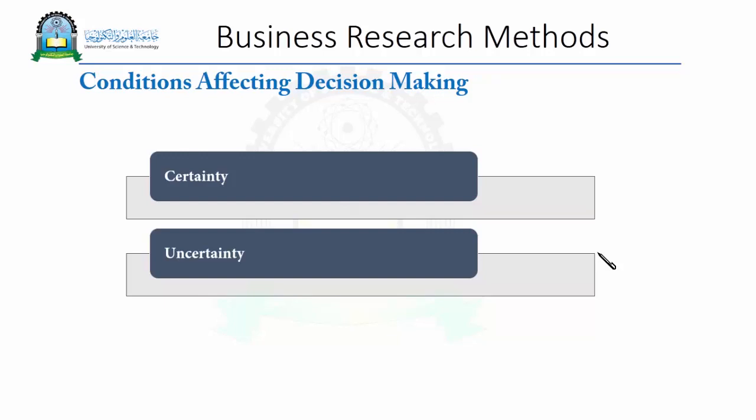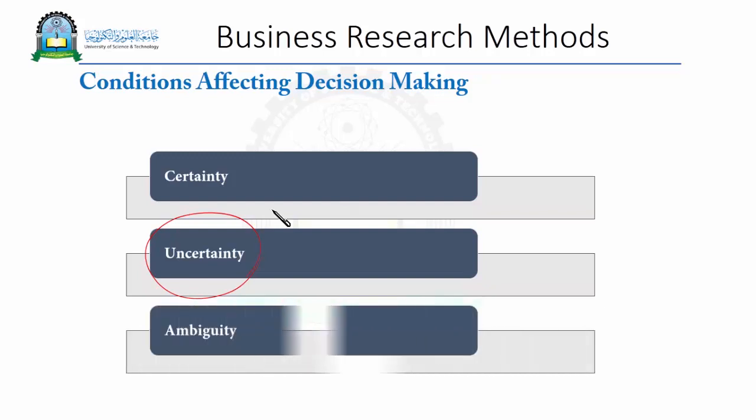The second one is uncertainty. The uncertainty condition is a condition in which the decision maker or also the researcher knows about the problem, but he is not fully sure or certain about the environment or about the description of the problem. The third one is ambiguity, and it is the condition in which the decision maker or the researcher doesn't know or is not sure whether there is a problem or not.